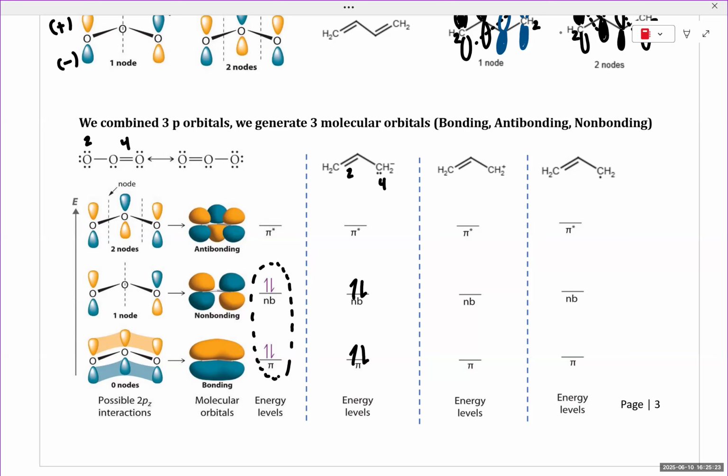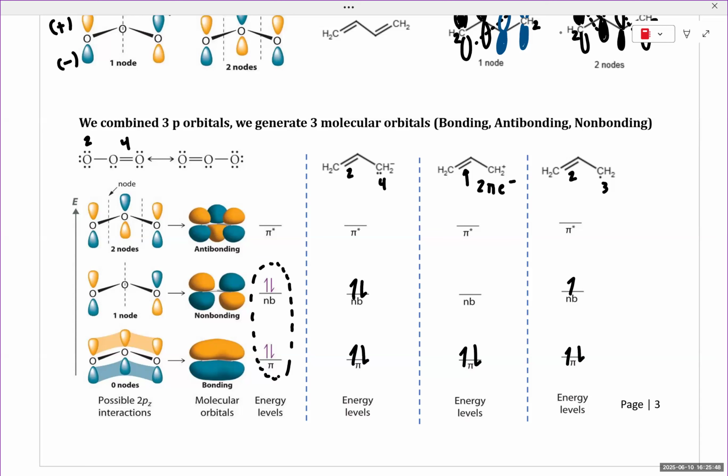Okay, so in this case, for the allyl cation, we have two pi electrons, so we fill our diagram with our two pi electrons. For the allyl radical, we have three pi electrons, two from the pi bond, one from the radical. So we fill our diagram with one, two, three pi electrons.